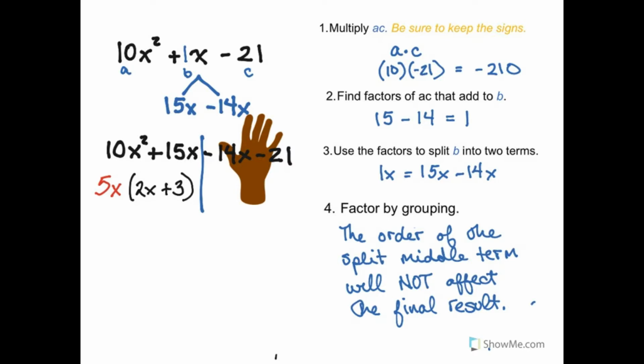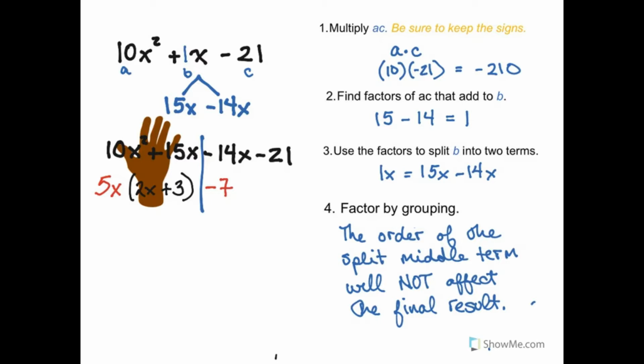So I factored the first half. Now I factor the second half. The first term in the second half has a negative, so I'm going to factor a negative out of both terms. 14 and 21 have a greatest common factor of 7. And when I divide everything by negative 7, I get positive 2x and positive 3.